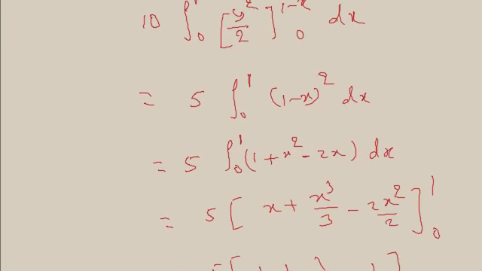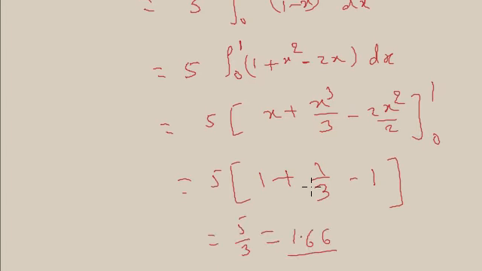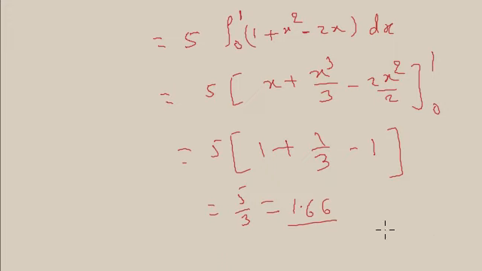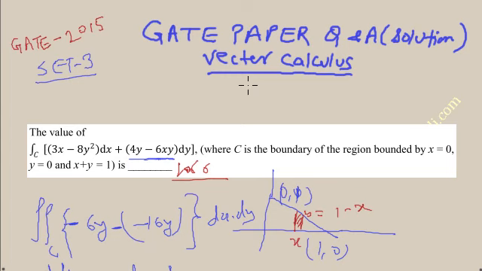If you integrate it again, the integration of 1 is x, the integration of x squared is x cubed by 3, and the integration of minus 2x is minus 2x squared by 2. If you put 1 and 0 in this, you will get 5 into 1 plus 1 by 3 minus 1, so 5 by 3, that is equal to 1.66. So the answer is 1.66. So these are all the answers of GATE from 1994 to 2005. Thank you.